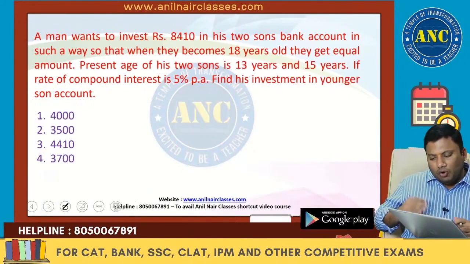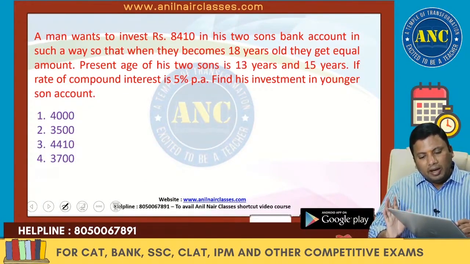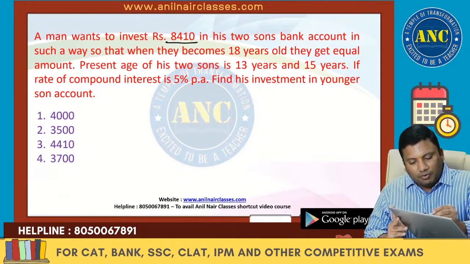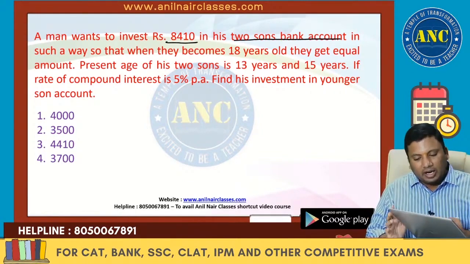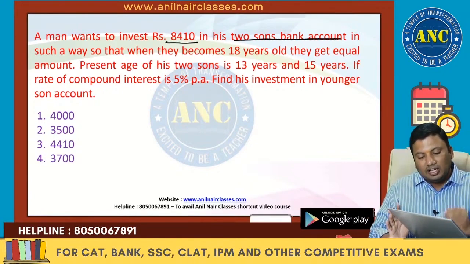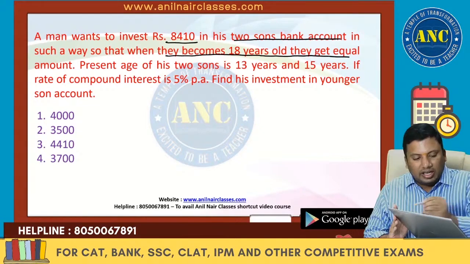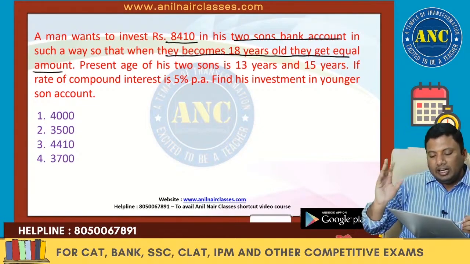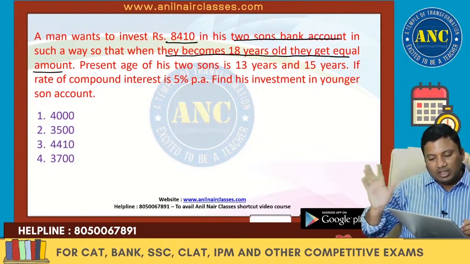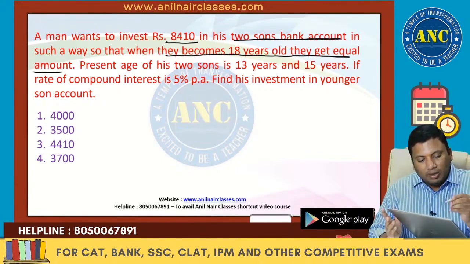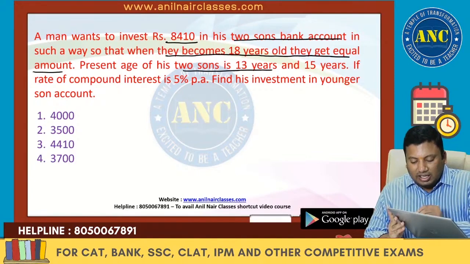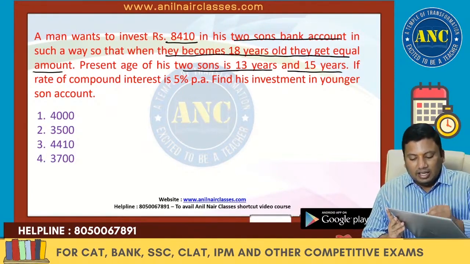Let us go back only to what is required. A man wants to invest 8410 in his 2 sons' bank accounts. Good for him. In such a way that when they become 18 years old, they get an equal amount. At 18 years, both of them will get an equal amount. That does not serve our question. The present age of one son is 13 years and the other son is 15 years.